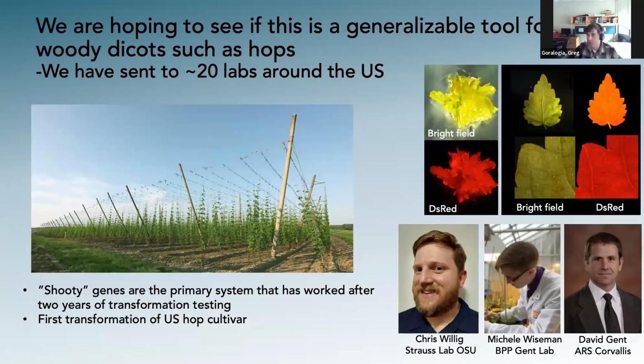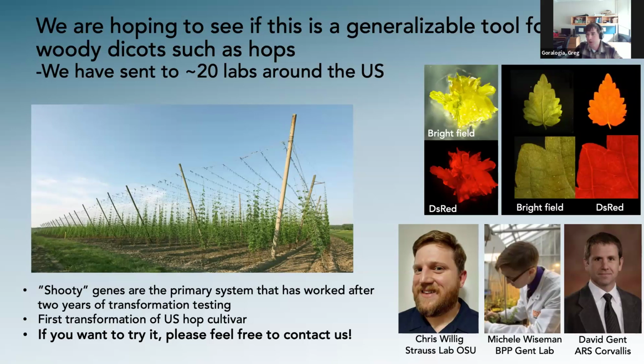Oregon State has a lot of specialty crops, often clonal. So we started work in hops. We've also sent this strain externally to about 20 labs. We finally have a system working in a US hop cultivar, Cascade. And it's a very, very tough system in the Cannabaceae, but we have ongoing collaborations there.